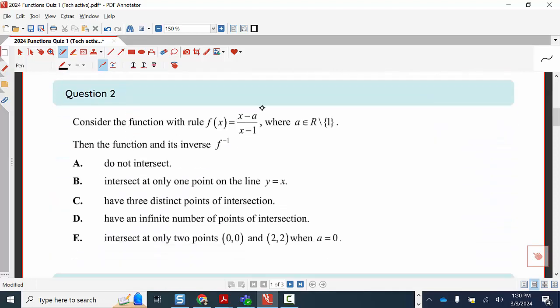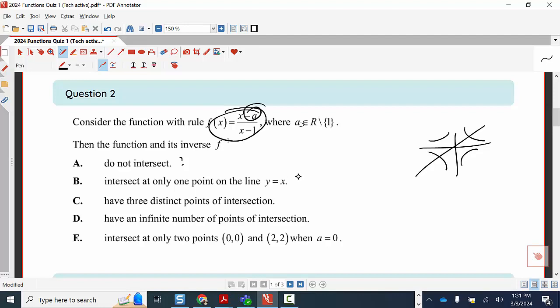Okay, this one here: consider the function with the rule f of x equals that, where that, then the function and its inverse do not intersect. Okay, so this is a hyperbola. For hyperbolas not to intersect, we'd have to have something like that. But we've got an a value here which will move the hyperbola around, so I don't think so. We'll intersect at only one point. Well, if they're going to intersect, they'll probably intersect at least twice, right? So we'll probably get something like that.